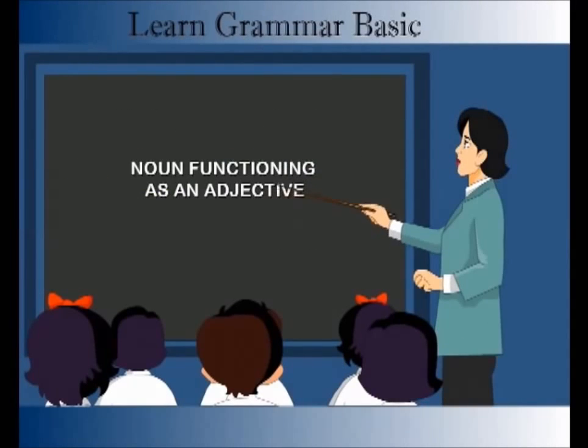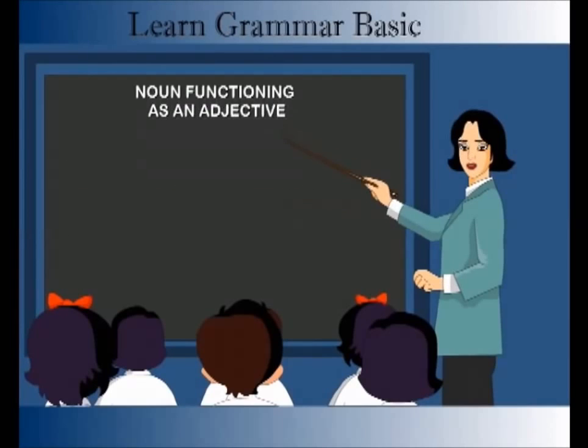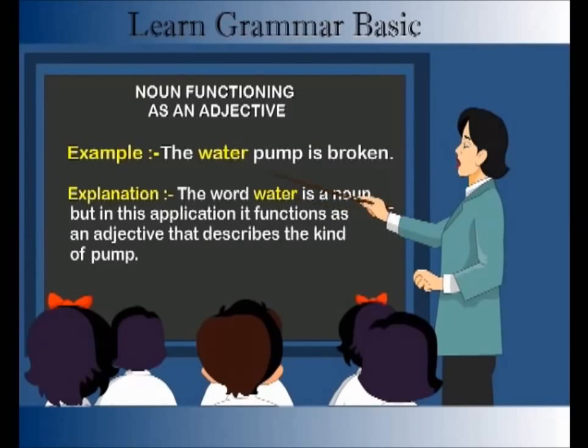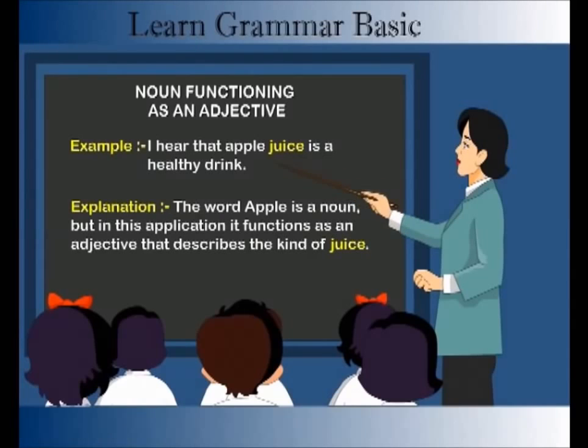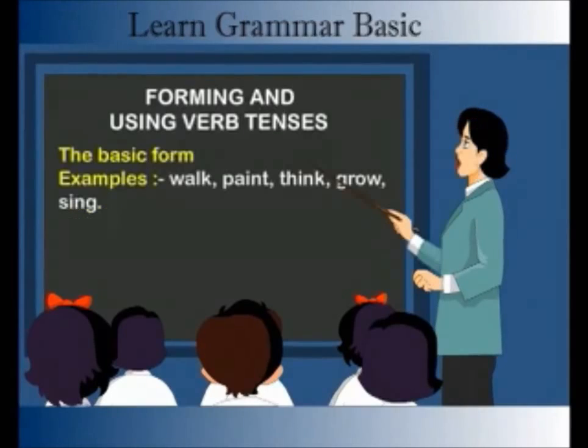Noun functioning as an adjective. Example: the water pump is broken. Explanation: the word water is a noun, but in this application, it functions as an adjective that describes the kind of pump. Example: I hear that apple juice is a healthy drink. Explanation: the word apple is a noun, but in this application, it functions as an adjective.